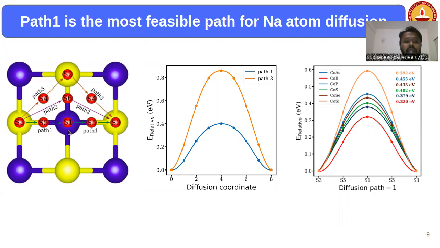Based on the climbing image nudged elastic band calculation, we have observed that path 1 is the most feasible path for the sodium atom diffusion. Therefore, we have studied the sodium atom diffusion through this path 1 for all cobalt anti-MXenes, and we have observed that the sodium atom diffusion energy barrier is within 0.32 to 0.59 electron volt, which is a moderate range for the sodium atom diffusion.